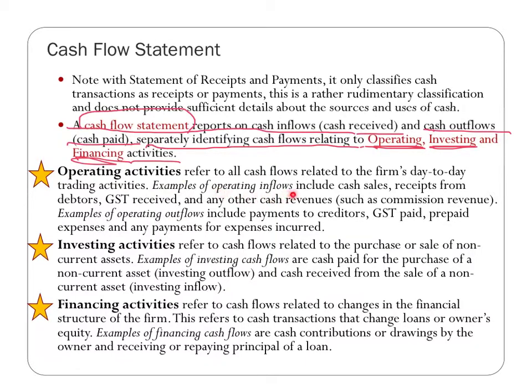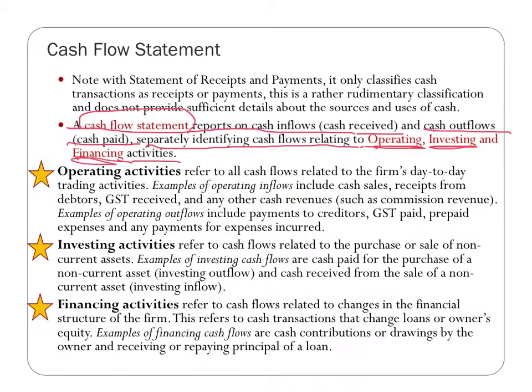Examples of operating inflows include cash sales, receipts from debtors, GST received, and any other cash revenues such as commission revenue. Examples of operating outflows include payments to creditors, GST paid, prepaid expenses, or any payments for expenses incurred, wages, rent, electricity. All those expenses are considered to be your operating expenses.